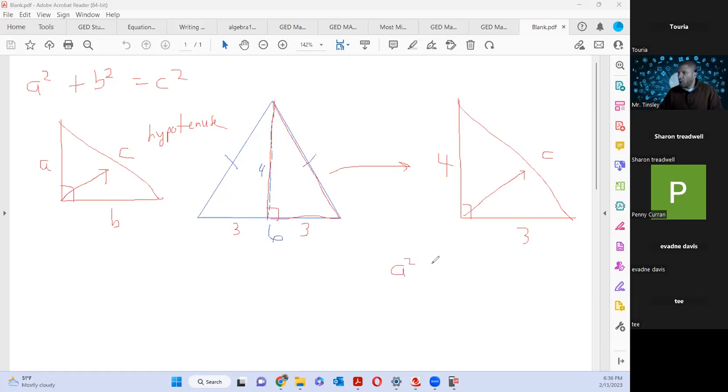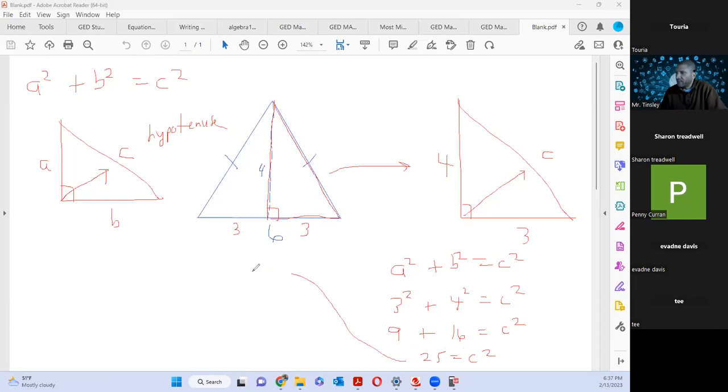So remember, always start with the formula. A is 3, B is 4. We don't know what C is. Can anybody tell me what 3 squared is? It's 9. Can anybody tell me what 4 squared is? 16. Equals C squared. What's 9 plus 16? 25.